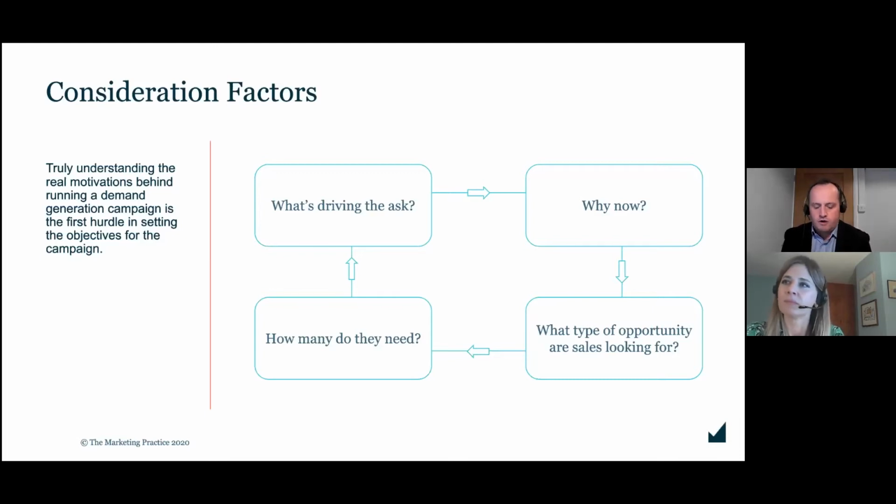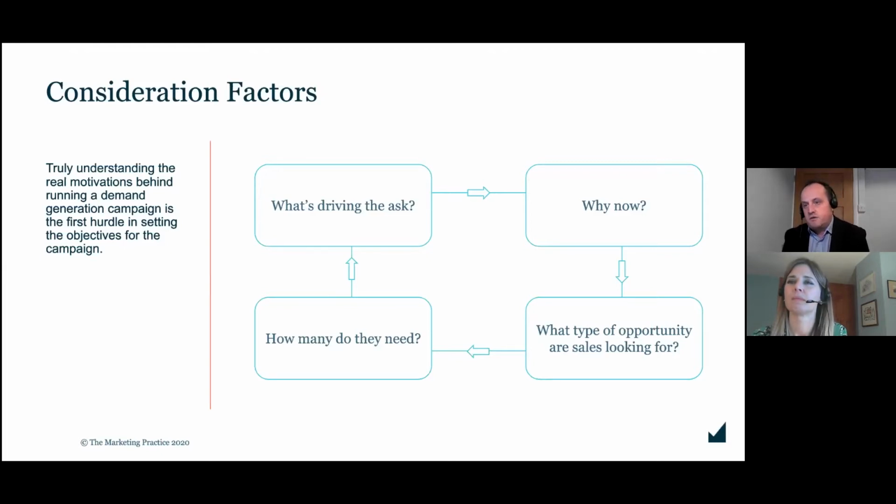So what's driving the ask in the first place? Why are we being asked to run a demand generation campaign? Is it that we've come to the conclusion that we haven't got enough pipeline? Is sales coming to us and saying that we're missing the targets? Because if that's the case, we probably need to dive a little deeper into the reasons why. Then we think about why now. Is it because we're coming towards the end of a quarter and we're desperate to close the numbers so that we end the quarter on a high?